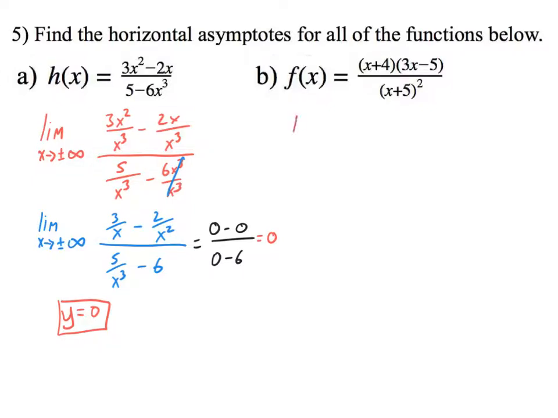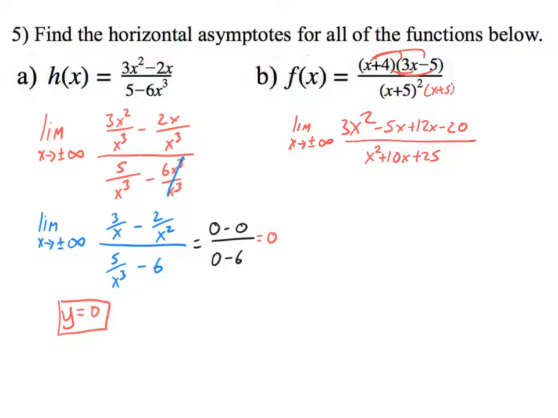So this is going to be the limit as x approaches positive or negative infinity. And as you do that, you're going to FOIL out the top. So that'd be 3x squared, minus 5x plus 12x minus 20. And that would be over x squared plus 10x plus 25.